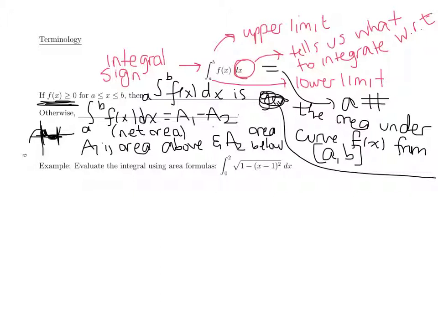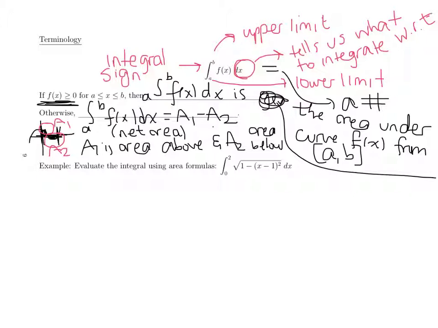So if it's all above the x-axis, then obviously you won't have anything here. The A2 will be 0. But if you have some above and some below, then you'll take the area, in this case, this would be the A1. And then down here, that would be your A2. And then you subtract the negative area pieces from the positive area pieces. So you can get a negative value for these definite integrals, depending on how much area is above and how much area is below.